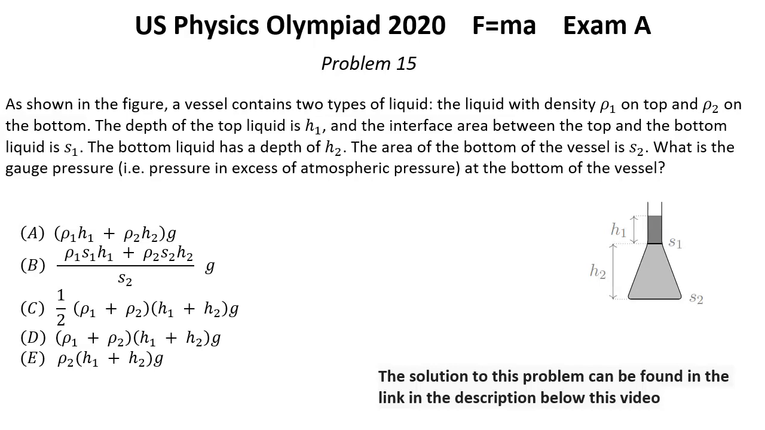The area of the bottom of the vessel is S2. What is the gauge pressure? In other words, the pressure in excess of atmospheric pressure at the bottom of the vessel.